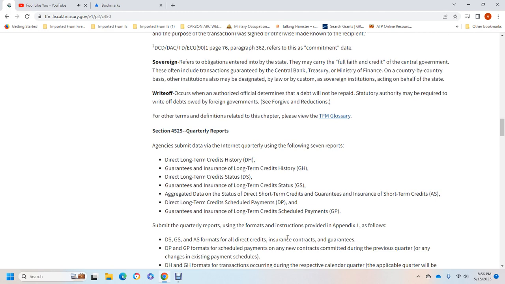Section 4525, Quarterly Reports. Agencies submit the data via the Internet quarterly using the following reports: direct long-term credit status, guarantees and insured long-term credit status, aggregated data of direct short-term credit, guarantees and insurance of short-term credit, direct long-term credit scheduled payments, and guaranteed and insured long-term credit scheduled payments.